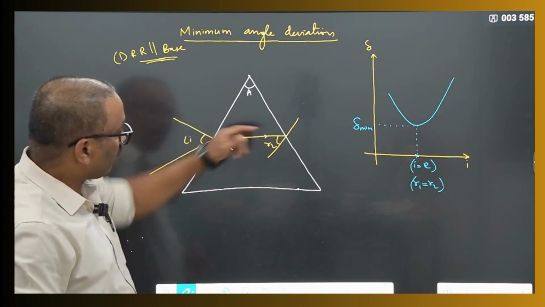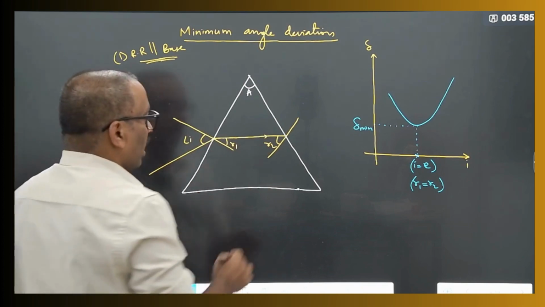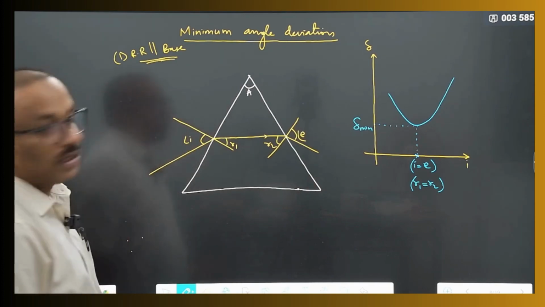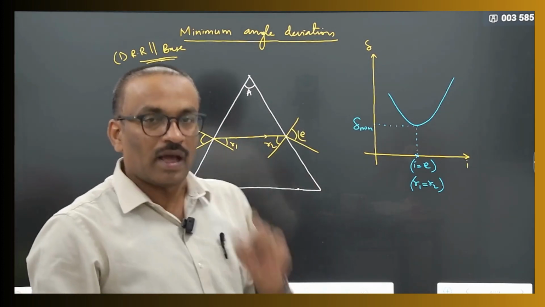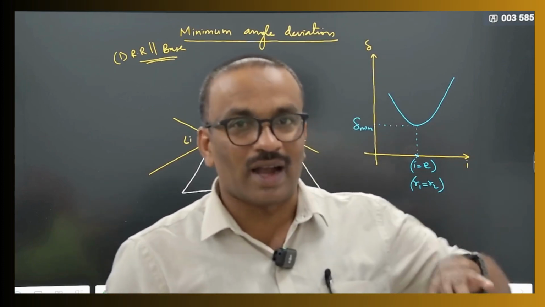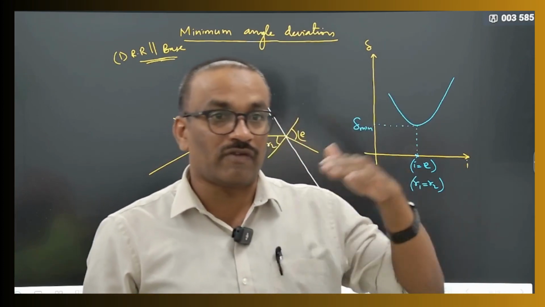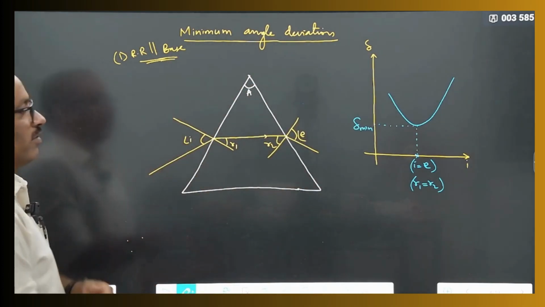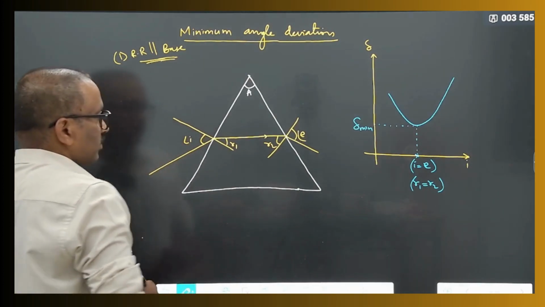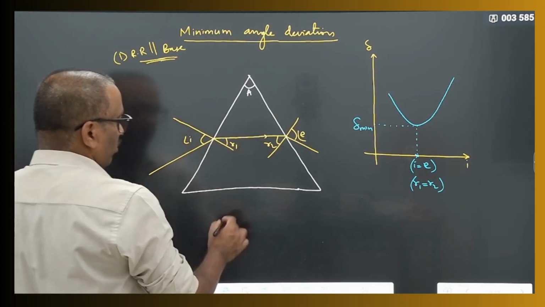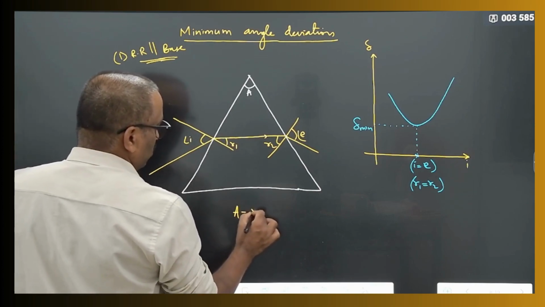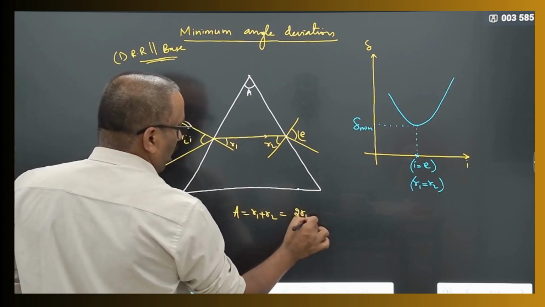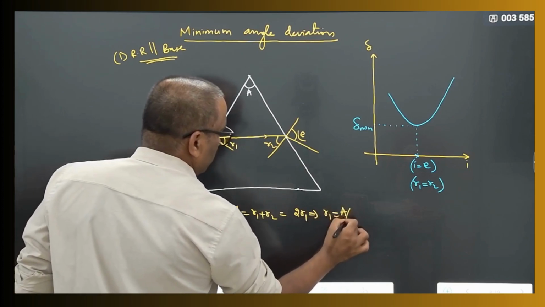So that means only then R1 and R2 are equal, and I and E are equal. They may ask this in the examination too. If the refracted ray is parallel to the base of the prism, it means you have to study the angle of minimum deviation. Clear? Now if both are equal, what can you rewrite? A is equal to R1 plus R2. R1 and R2 are equal, therefore it will be 2R1, that implies R1 is equal to A by 2.